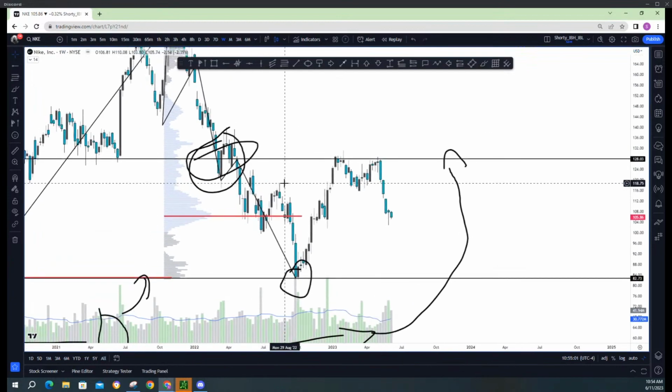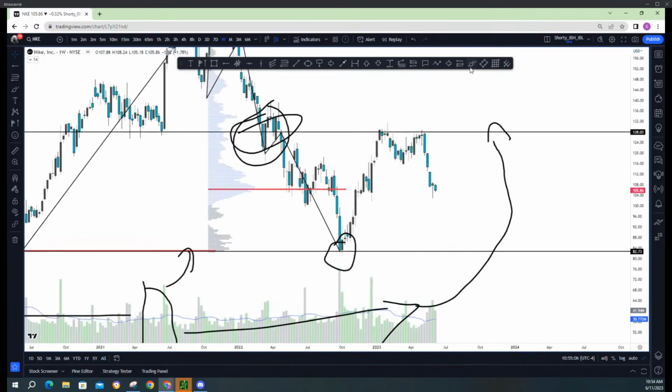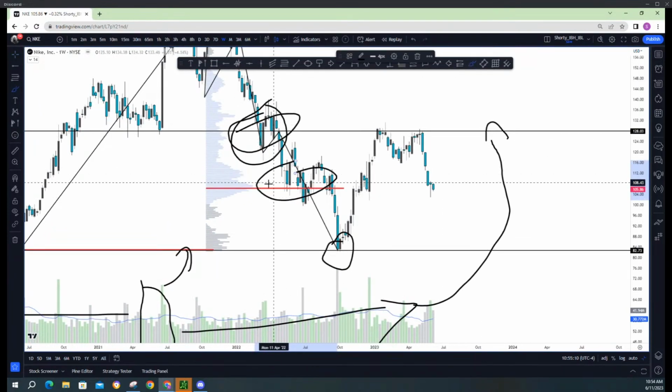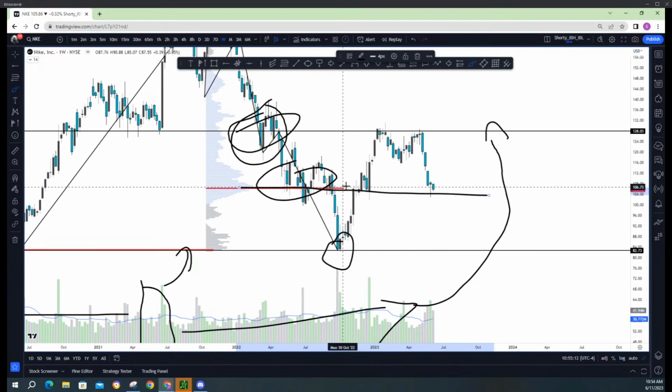So they took out this supply here. This was probably late sellers that came in. They had this level here, right? And you see them, they tried and then they created it, and now we're bouncing here. So in terms of sentiment on Nike, what is it? Short or long here?